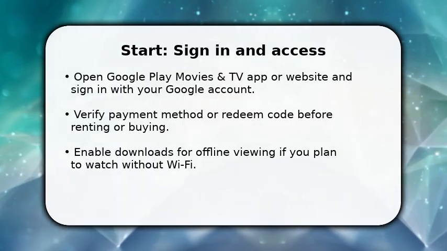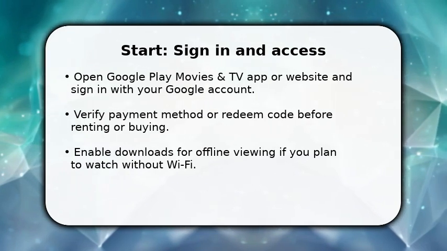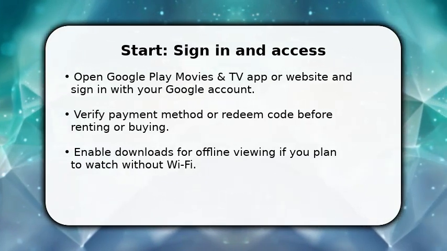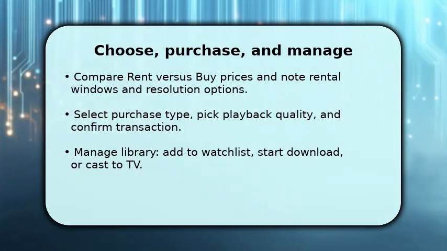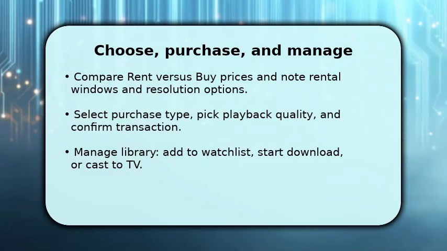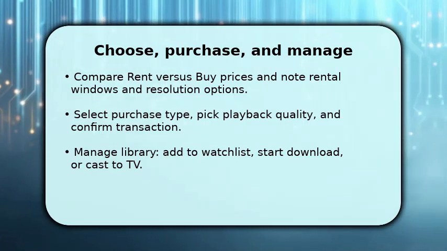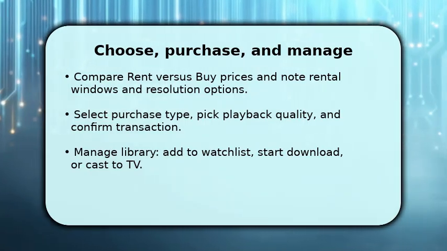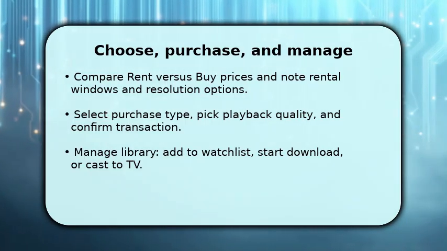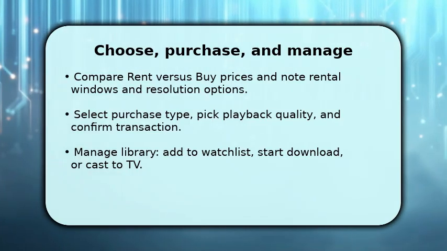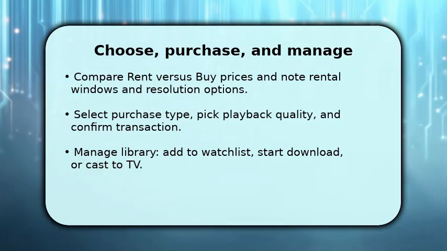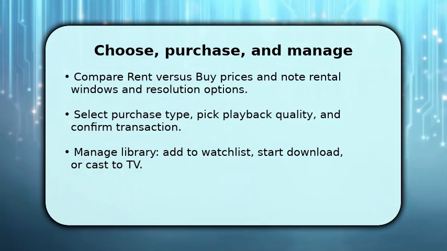Now search for the title you want to rent or buy to move to checkout. Once you find a movie or show, compare rent versus buy and check the rental period, supported resolutions, and whether subtitles are included. This helps you choose the best value. Select rent or buy, set playback quality, higher uses more data and storage, and confirm the purchase with your Google account payment. After buying, add the title to your library or watch list, if needed.